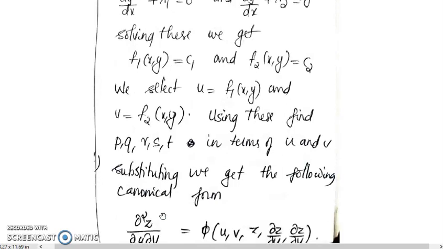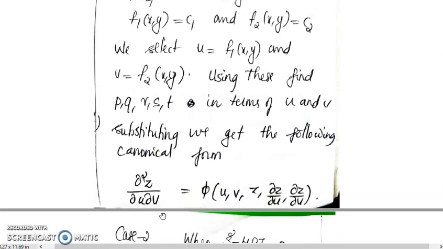When you substitute into the equation and find the A, B, C values, this is how you get the final form. The final canonical form is dou square z by dou u dou v equal to phi of u, v, z, dou z by dou u, dou z by dou v. We will see this in problems. When we do the problem it is simpler, and you will understand it better.